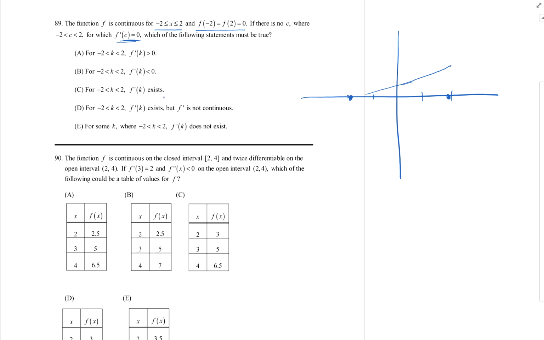For negative, let me see one. For in here, f of k exists. For in here, f prime of k exists, but f prime is not continuous. For some k, f prime does not exist. Ding, ding, ding. Because it's got to go like this, like that. Continuous, but there's a corner there where there's no derivative, the derivative doesn't exist. Not differentiable. 90.